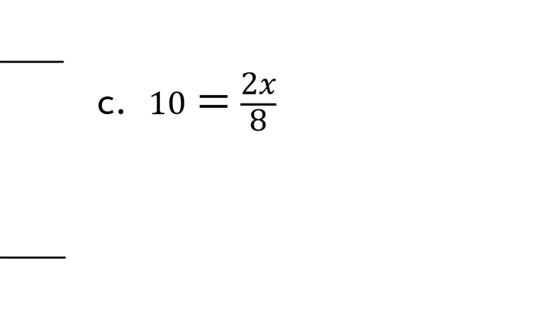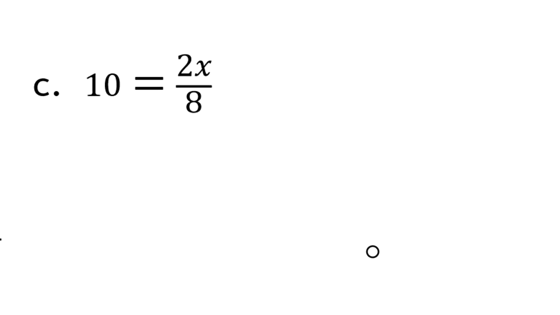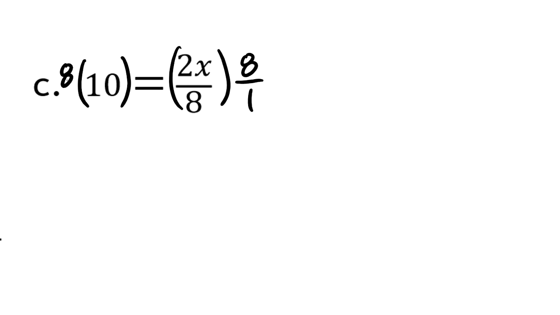Let's take a look at part C. In C, I'm going to introduce a technique that I think we've talked about in class, but not a lot. What I'm going to do is multiply both sides of this equation by the number 8, and I'll make it look like 8 over 1 on both sides.